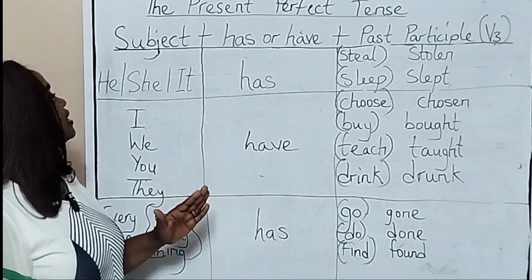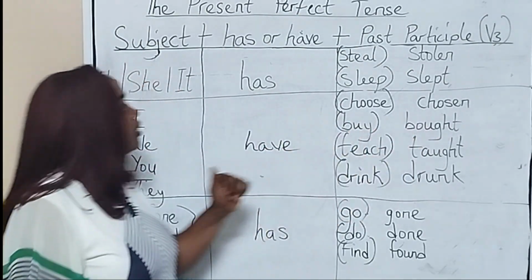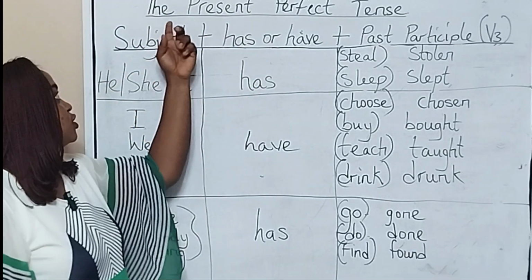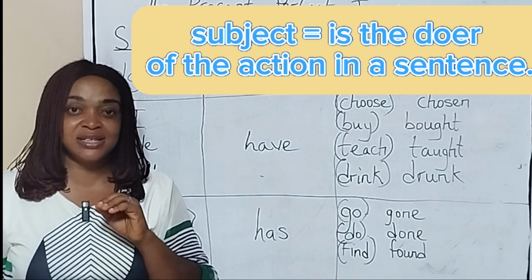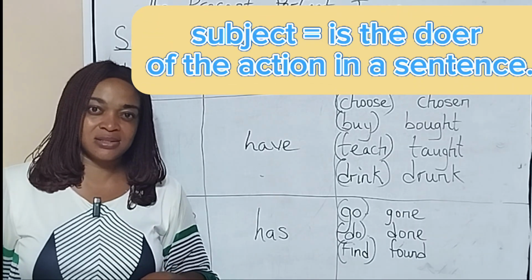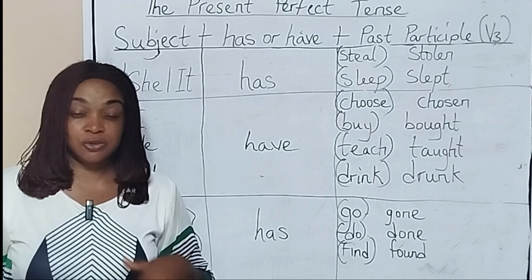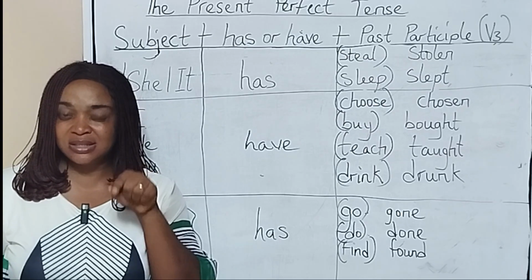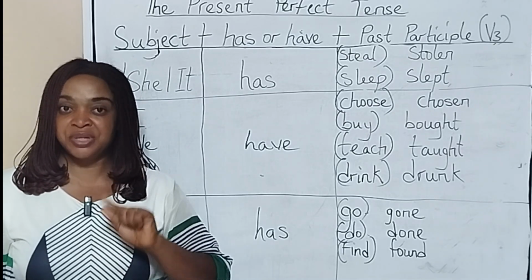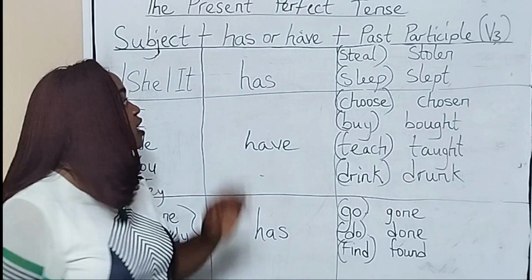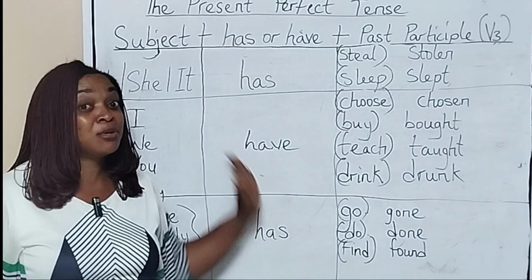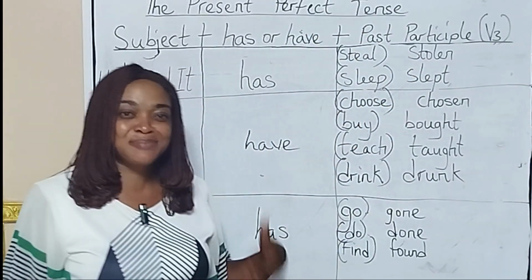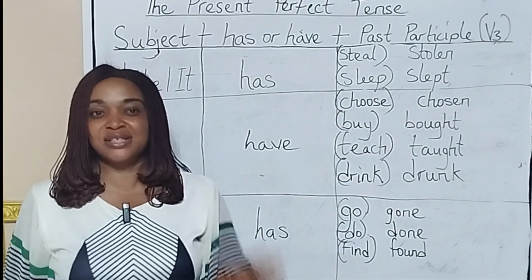Right on my board, you can see that I've partitioned the board into three. And right up here, I've given the structure. First thing you're going to have is the subject. And I've always said subject is the doer of the action in a sentence. It doesn't matter who the person is or what it is. The person that did the very action in a sentence is known as the subject. And the receiver of the action, I've always told you, is the object. And now we have the auxiliary verbs that must follow, has or have. And after that, we look at the past participle, which I said is known as your V3.